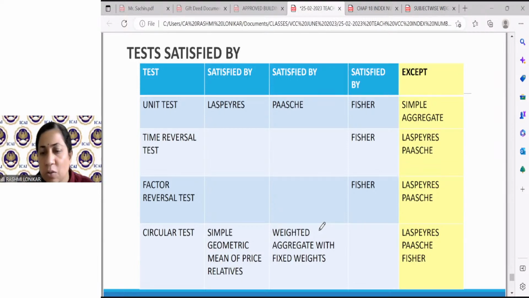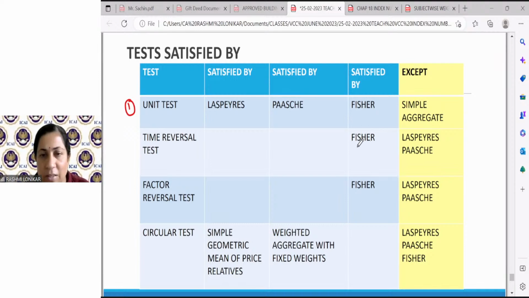So this is one chart I have made specially for you students, to see the tests. If you learn this, you will get the marks for any question they ask you in a test of adequacy. So the first test we are considering is the unit test. Who satisfies the unit test? Laspeyres, Paasche, and Fisher. The exception is simple aggregate. It does not satisfy. Then the time reversal test.